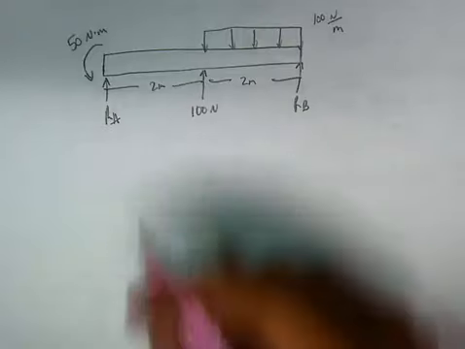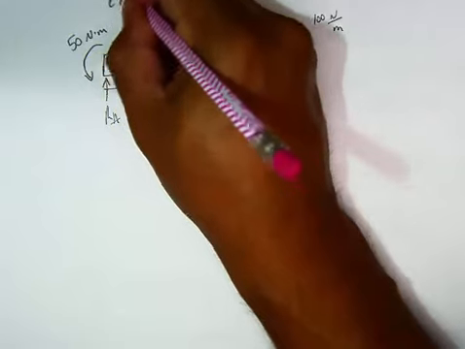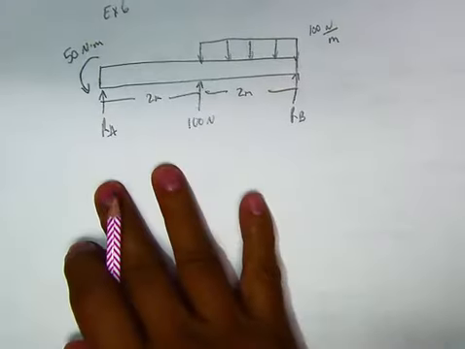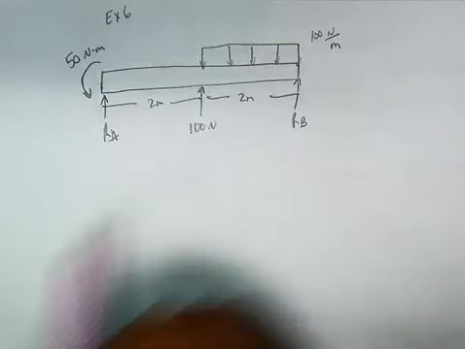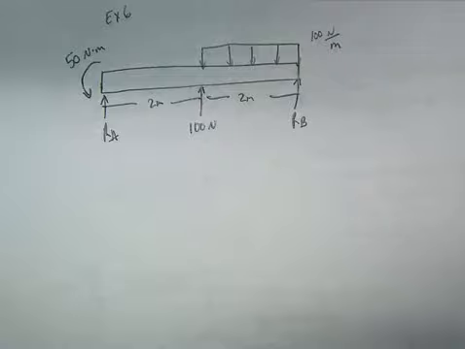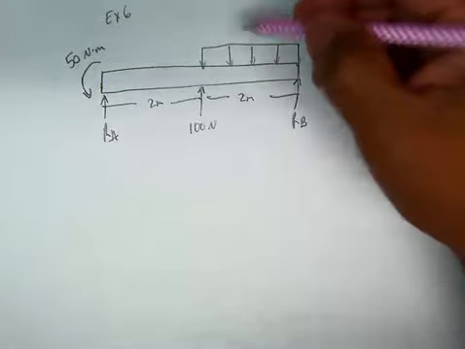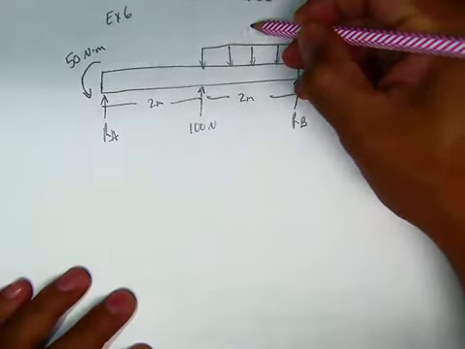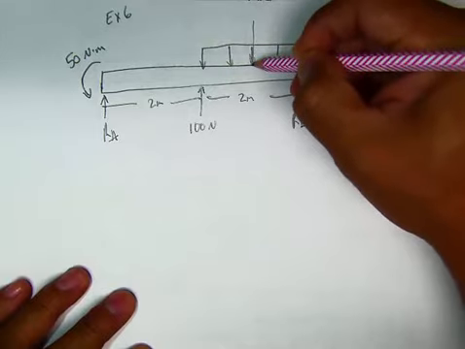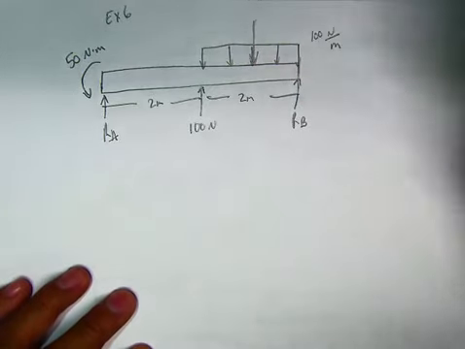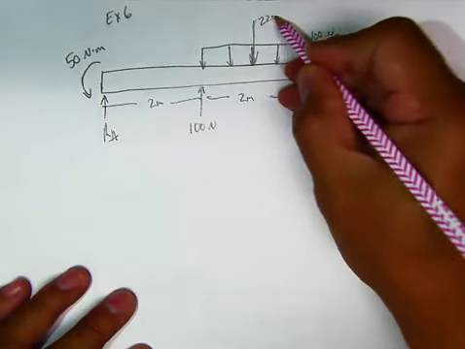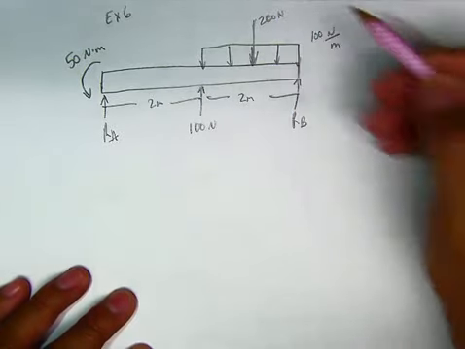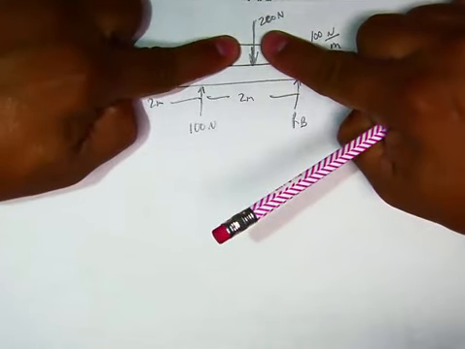This is example number 6. Basically what we want first is for us to determine those reaction forces. Reaction at A, reaction at B. That's pretty much it. So before I begin, I'm going to substitute this distributed load with one resultant force. So that's 100 times 2. That is 200 newtons.